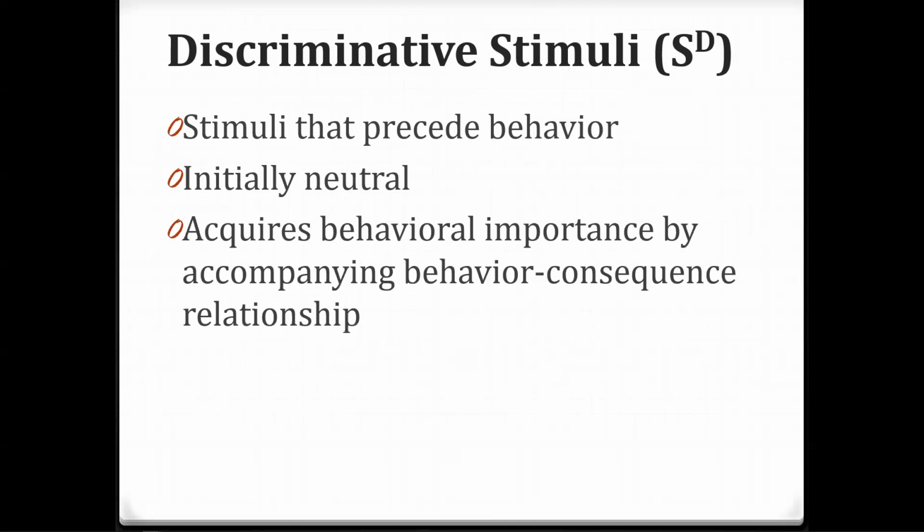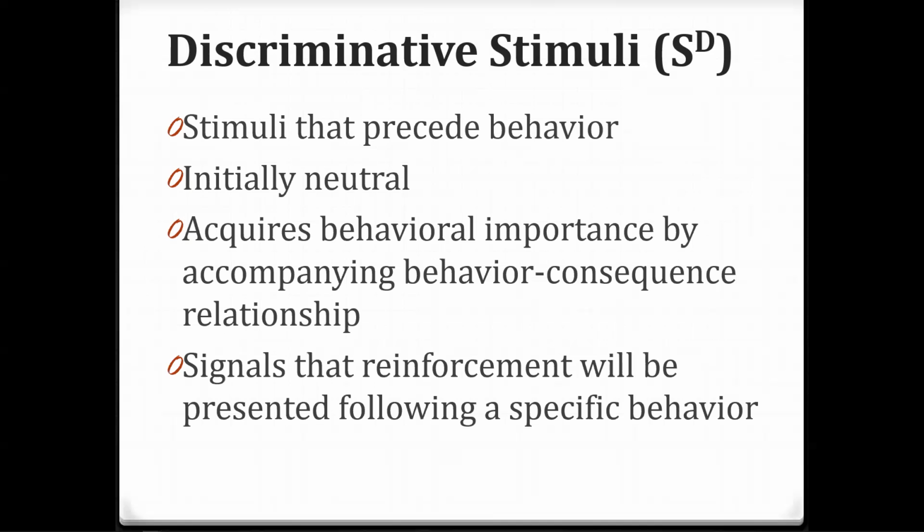All right, so what is a discriminative stimulus? Discriminative stimuli are basically stimuli that precede behavior, so they come before a behavior. Initially, they're neutral. This is starting to sound like a conditioned stimulus, right? But they acquire behavioral importance by accompanying behavior-consequence relationships, meaning that they come to be associated with, or indicative that, a particular behavior will get reinforced. That means they signal whether reinforcement will be presented following a specific behavior.